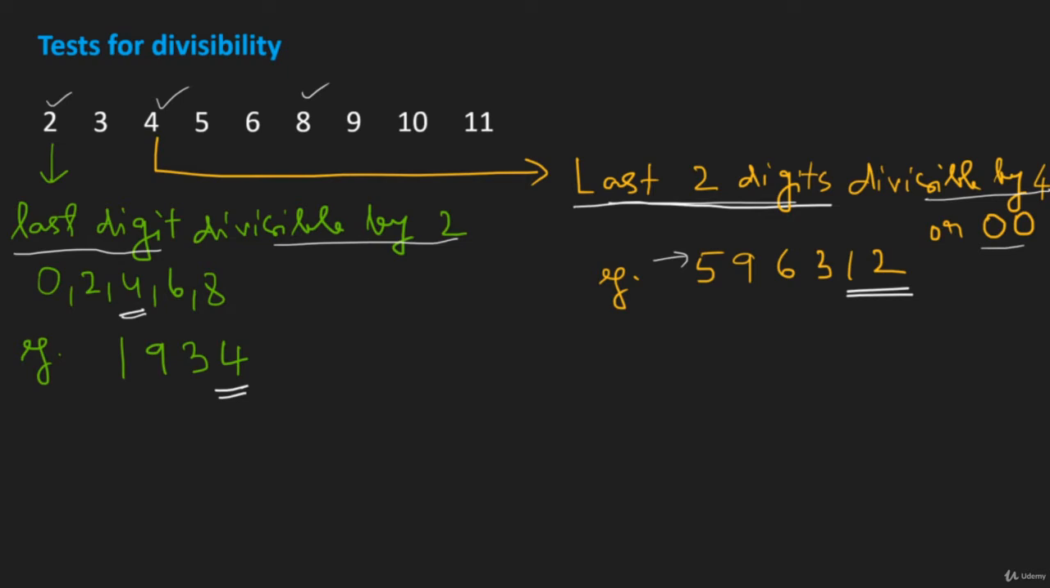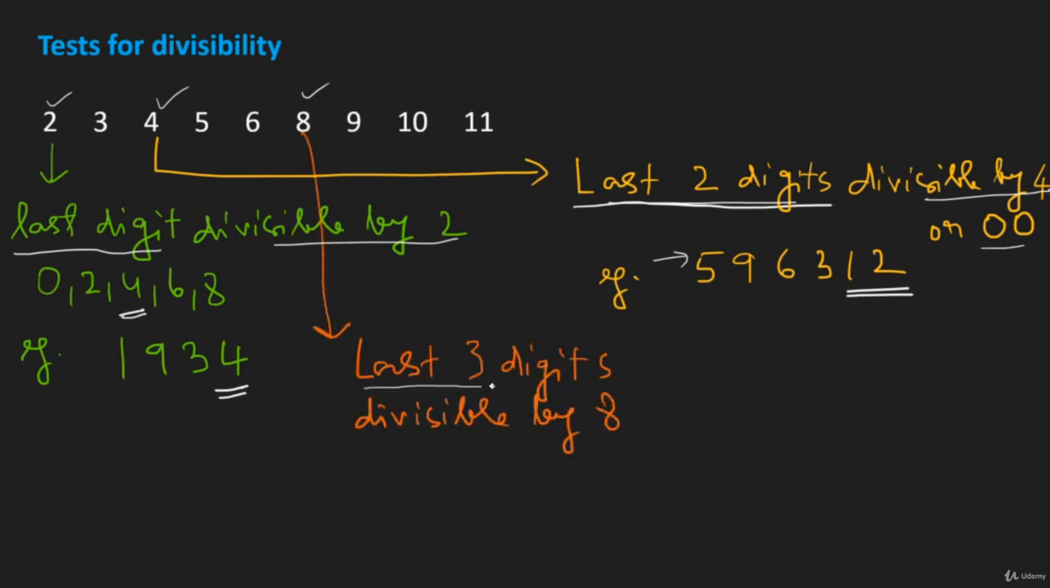Alright, now let's move on to 8. In the case of 8, you need to check the last three digits. The last three digits should be divisible by 8. Then the whole number which is given will be divisible by 8. Let's take an example. Say you have 937808. Now if you want to check whether this number is divisible by 8 or not, you just need to check the last three digits. That's 808, because 808 is divisible by 8. Therefore this number given will be divisible by 8.